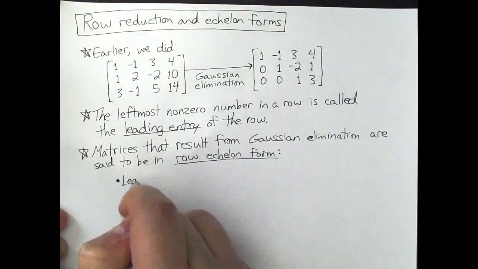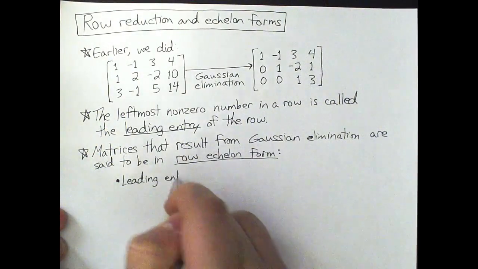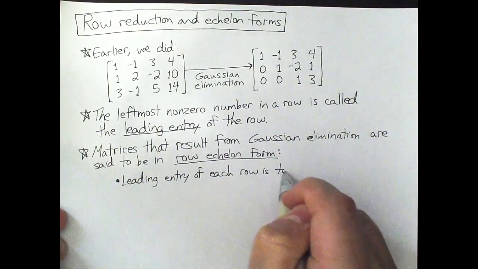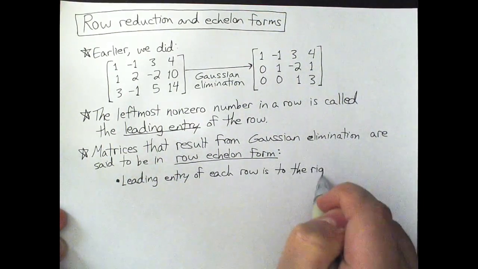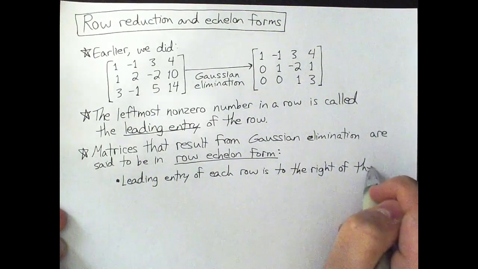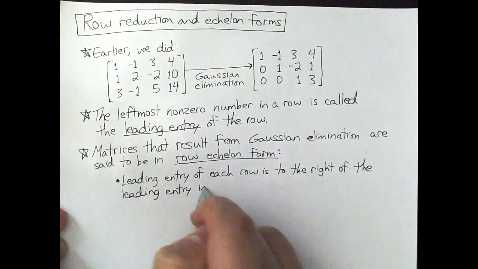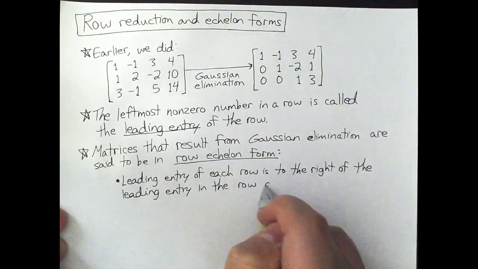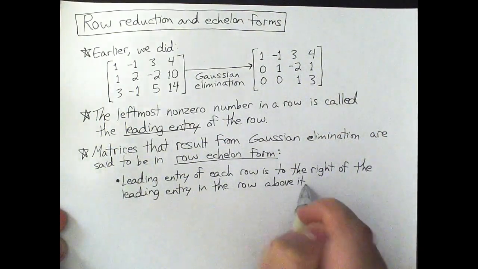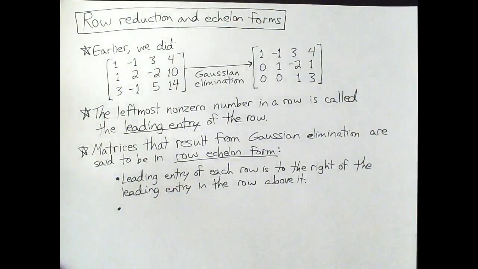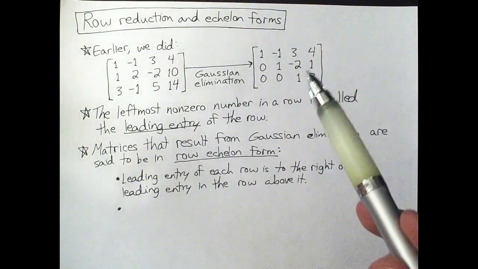First of all, the leading entry of each row is to the right of the leading entry in the row above it. There's going to be one other requirement also that we're about to write. But let's think about this sentence. Is that true of this matrix here?